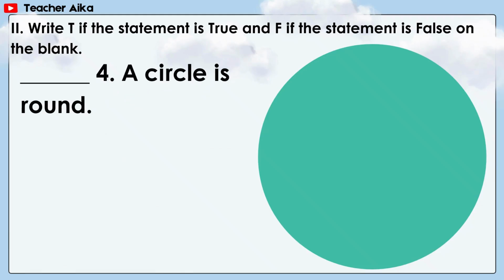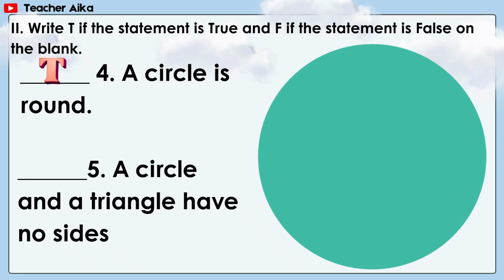4. A circle is round. Answer is T. True. 5. A circle and a triangle have no sides. Answer is F. False.